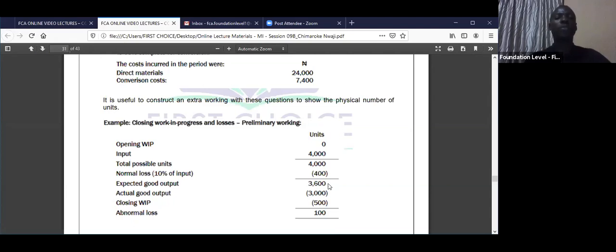So what happened? The actual good output is 3,000. Then closing work in progress is 500. So you see, 100 was not accounted for before I said it. So that is your abnormal loss, 100. So you've done that.